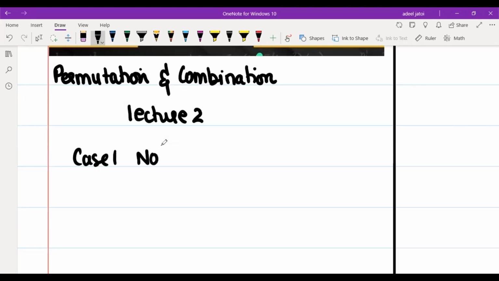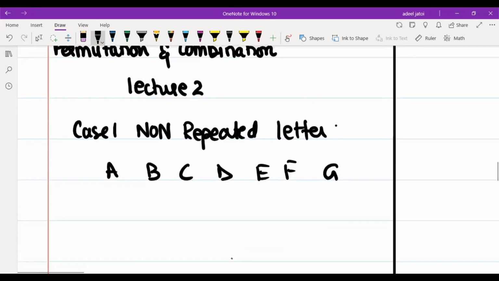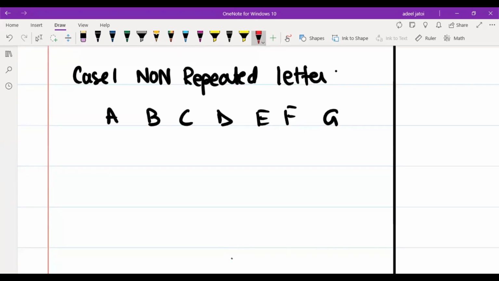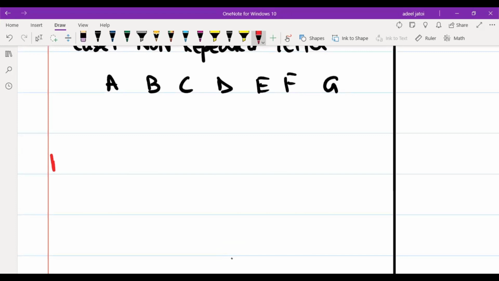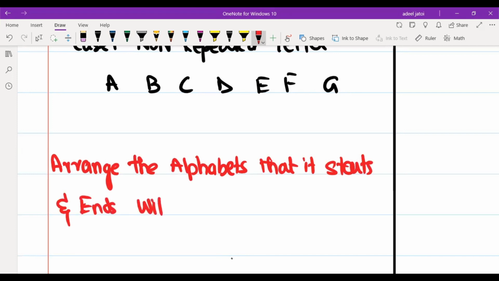Case 1, again, is non-repeated letters or numbers, we can say. And we had A, B, C, D, E, F, and G. So we have altogether 7 alphabets. The question says: arrange the alphabets so that it starts and ends with consonants.